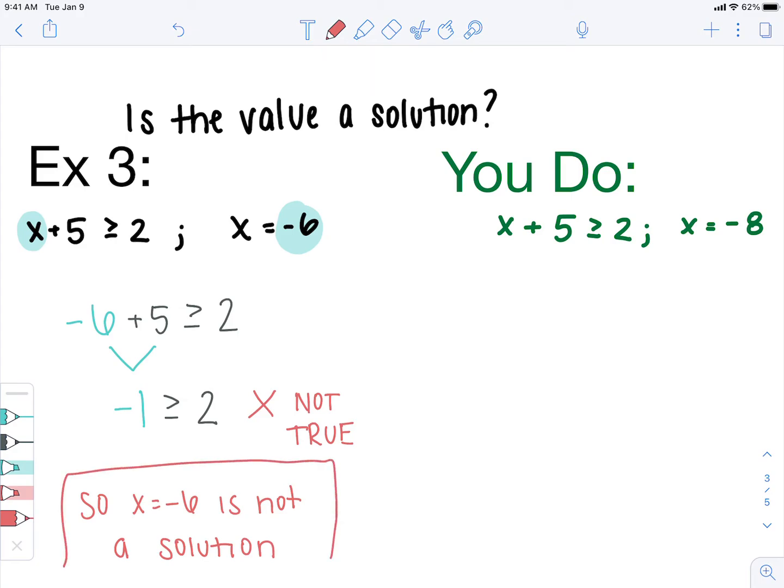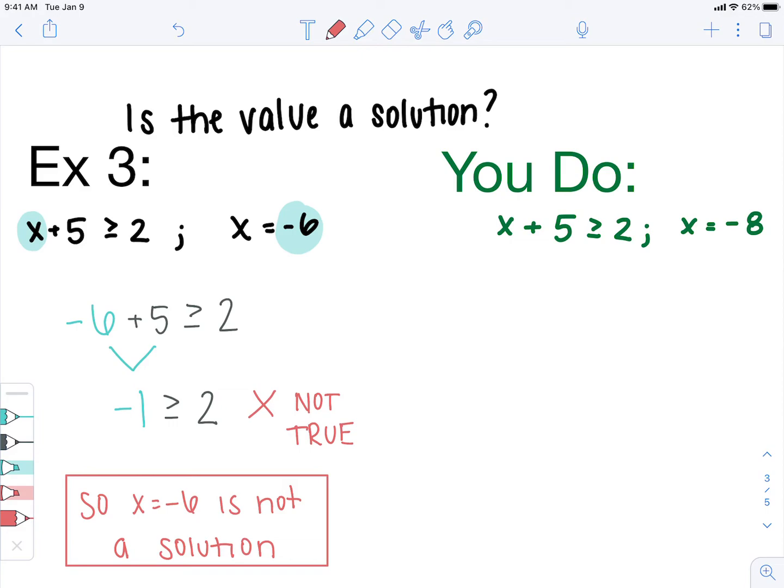In order for it to be a solution, I need to get a true statement there. So if it's not true, it's not a solution. If it is true, it is a solution. So any of those that are asking you to decide if it's a solution, you're just plugging it in and seeing if it's true. What would you do for the second one?